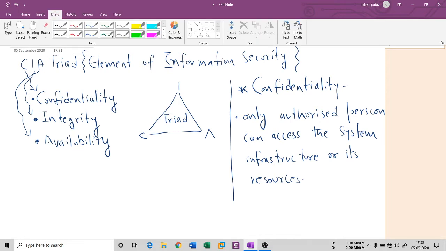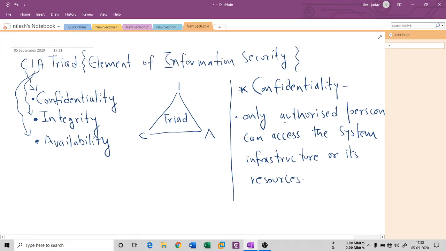Well, sir, what is this authorization? There is a meaning of authorization and we need to understand it. Apart from the authorized person, there is an unauthorized person. This unauthorized person should not have any access to that data or to that system. So only an authorized person can access that system. This is very important in confidentiality. Sir, can you elaborate in a very detailed manner? So let's understand what we mean by authorization here.